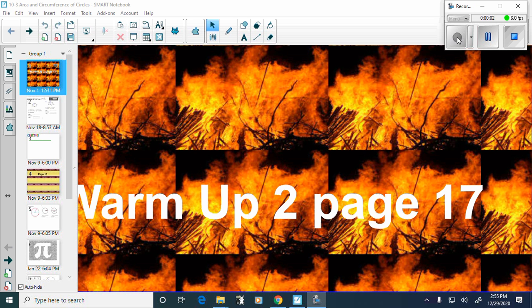Hi, let's go ahead and start day 3 of Unit 10. This unit is on area and perimeter, and today we're talking about circles.